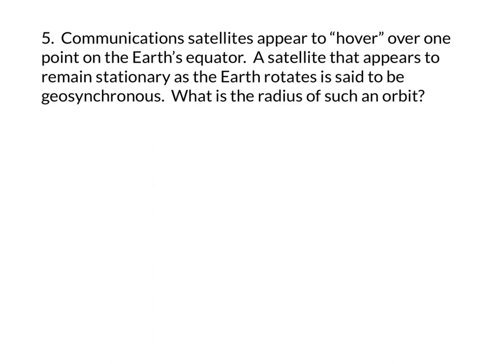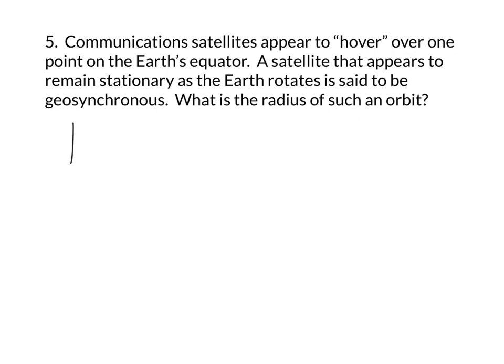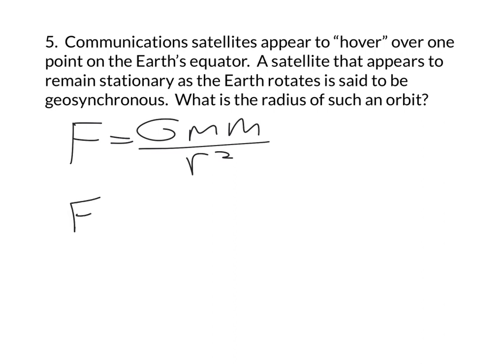Anyway, let's do this. So we're going to have a couple of things here, and they don't give us any givens at all. So we're probably going to be using this equation. F is equal to G m m over r squared, and we're interested in that radius there. And we're probably also going to be using the centripetal force, which is m v squared over r.